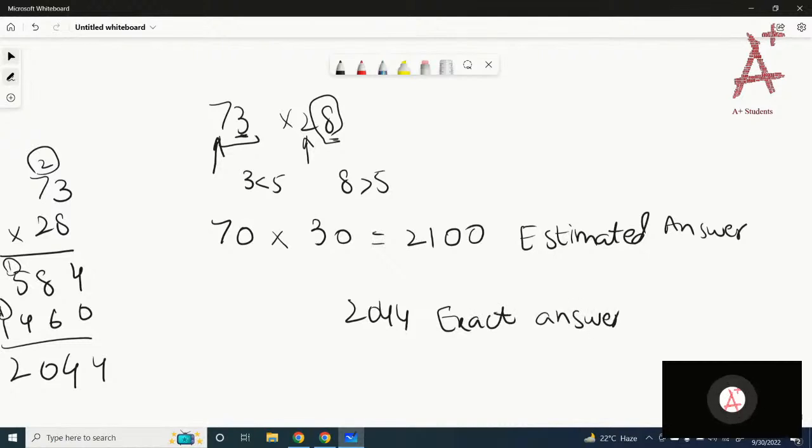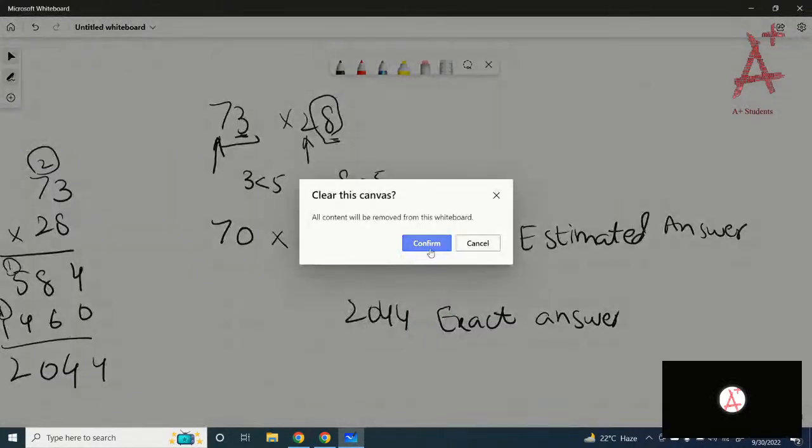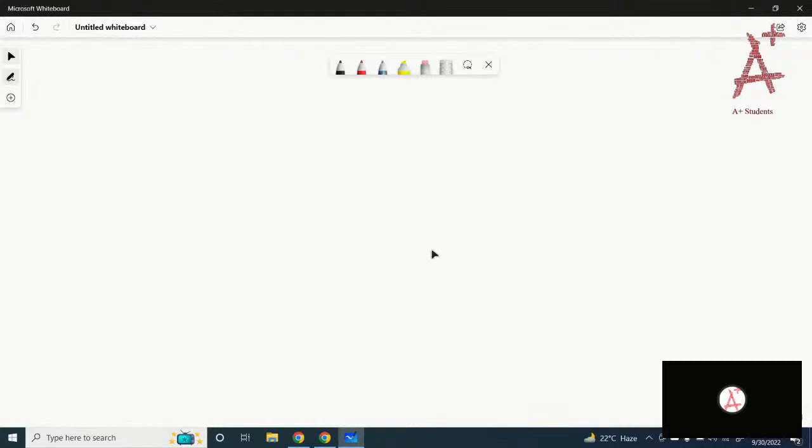So let's just click on the test button so that we can do practice questions. Click on the test button. Okay, the first question is: estimate the product by rounding each factor to the nearest 10.